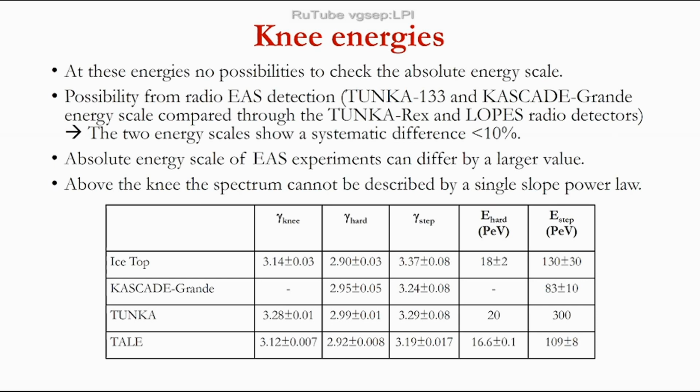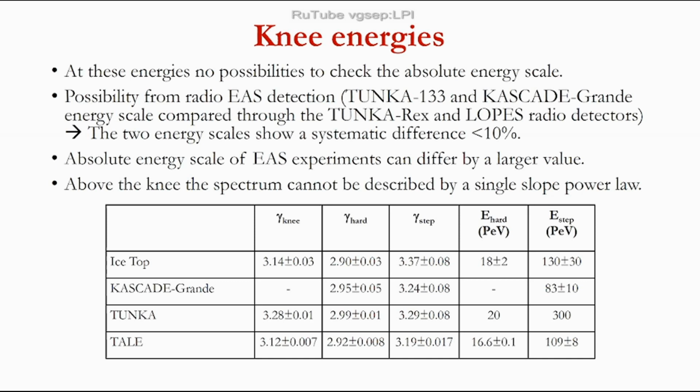The only result which allowed energy scale comparison between two different extensive air shower experiments is the one obtained with the radio measurements of Tunka-Rex and LOPES, that can be used as a common energy scale to compare the Tunka and KASCADE-Grande measurements. And the authors have obtained that the two energy scales show a systematic difference that is smaller than 10%.